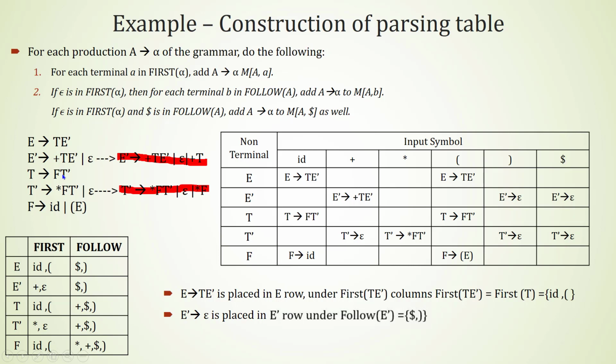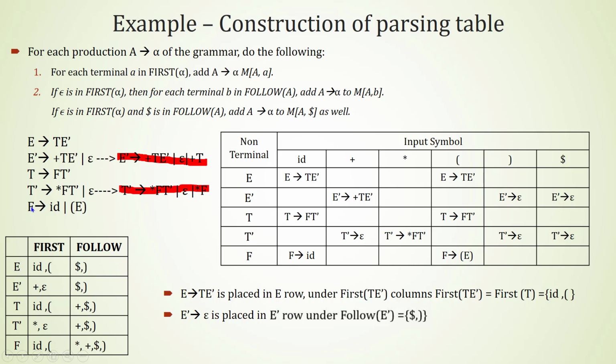T gives F T dash. This production will be placed in the T row. Where will it be placed? First of F T dash means first of F. First of F is ID and opening bracket. So T gives F T dash is placed under ID and opening bracket. Similarly, I will move to the next production, T dash gives star F T dash. Again, it will be placed in the T dash row, under star, because first of star F T dash is star.